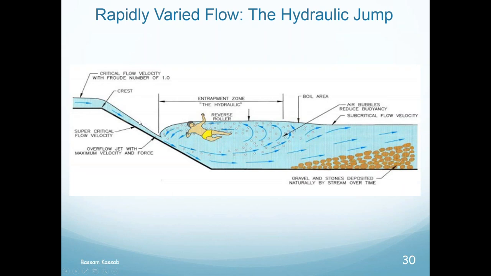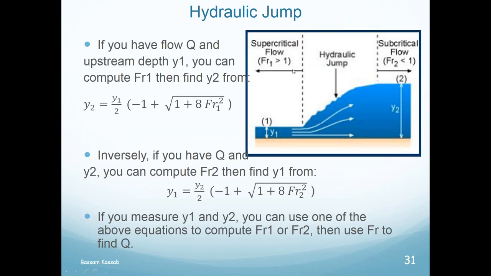So again, you have supercritical flow here, and then the hydraulic jump happens. Then things stabilize, and you end up with subcritical flow. The hydraulic jump always goes from supercritical to subcritical, from low depth to high depth, from very high velocity to small velocity, okay? And of course you don't want to be caught there because you might drown. And those are the equations governing the hydraulic jump. I won't have the time to go through them, but you can come back to them.